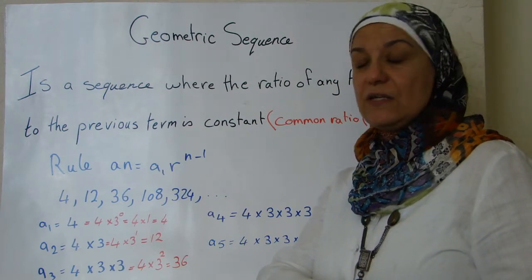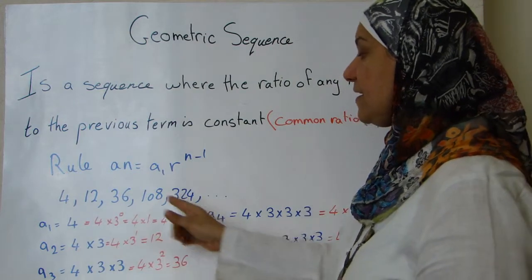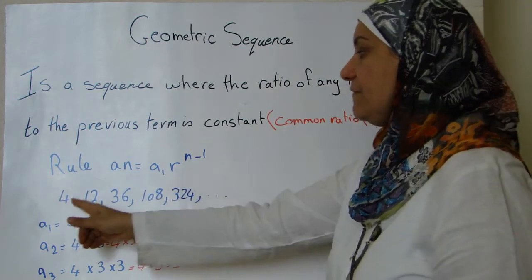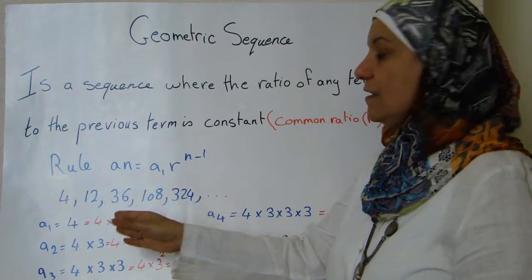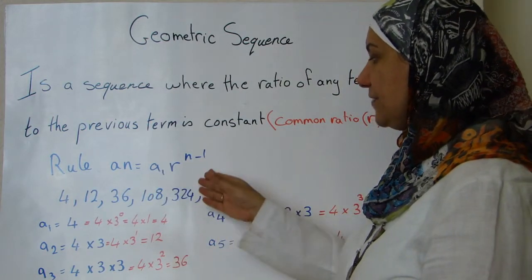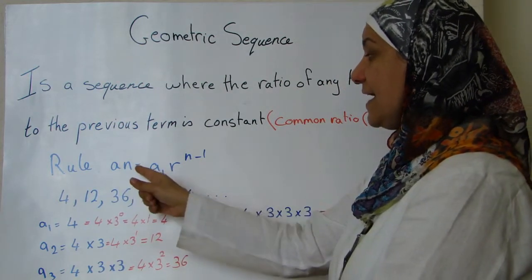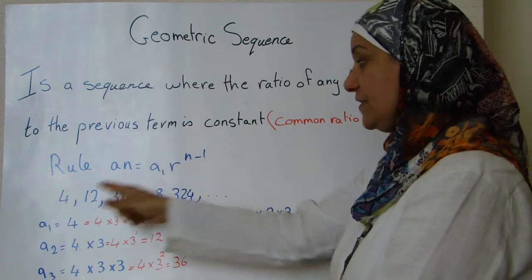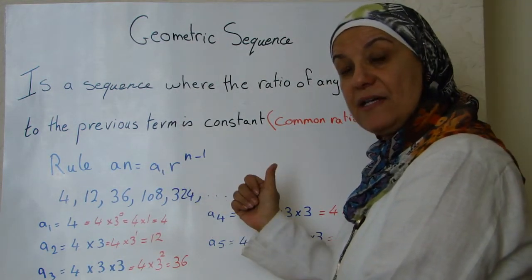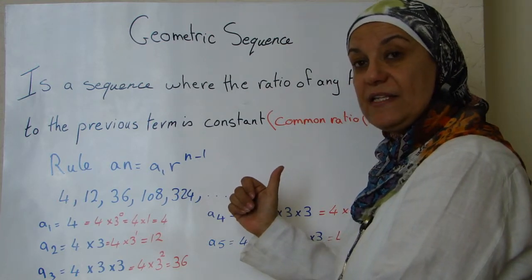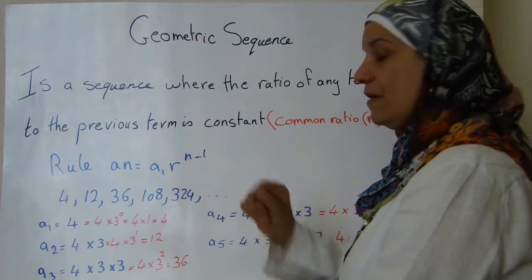In the geometrical sequence, I will find that the numbers get very big in just 2 or 3 terms. From 4 up to 108 in only 4 terms, which means it is going to be extremely bigger than the arithmetic sequence. How do I get the rule? The rule says an equals a1, which is the first term, times r to the power of n minus 1. Remember the n minus 1 from the arithmetic sequence? But it was multiplied. This time it's going to be the power of the r.